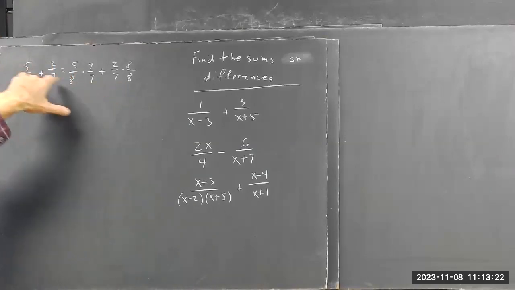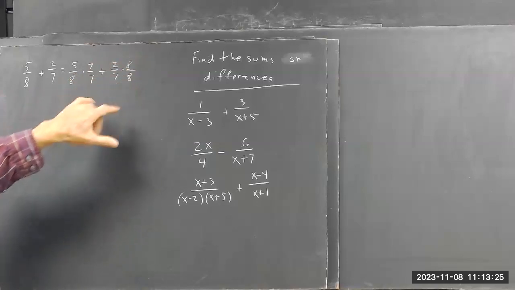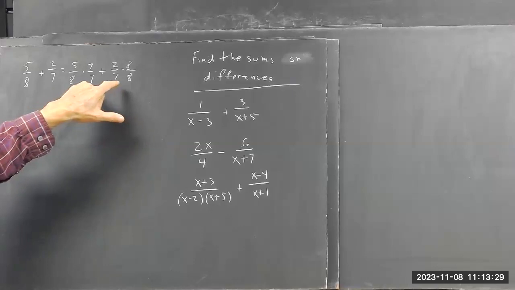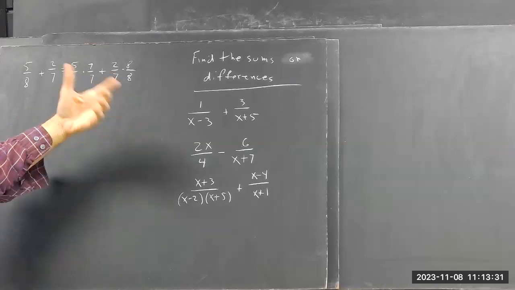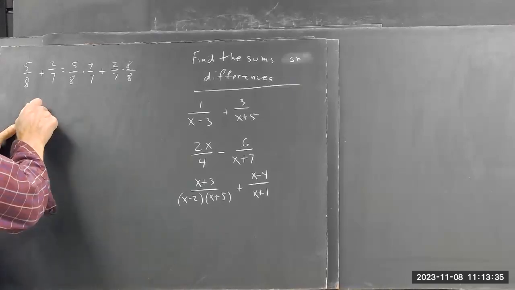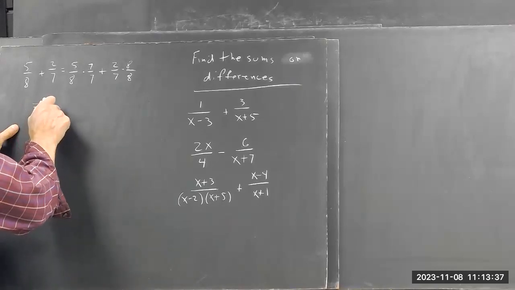And then we can take the second one and multiply it by 8 over 8, and now we see that the denominator is going to be 8 times 7 here, and 7 times 8, which is the same as 8 times 7 here. They have the same denominator, so now we can add numerators.